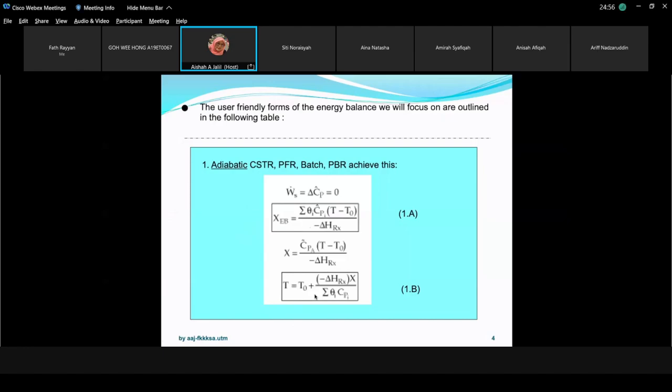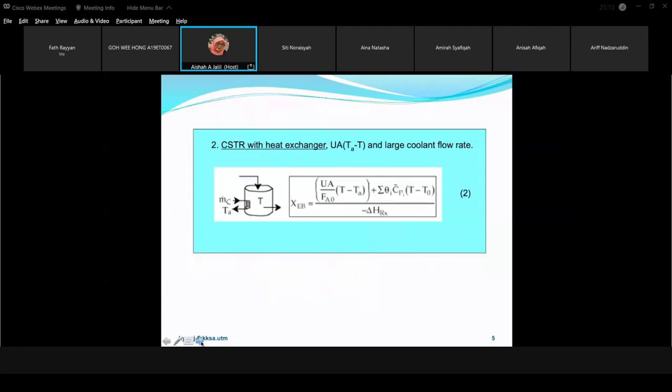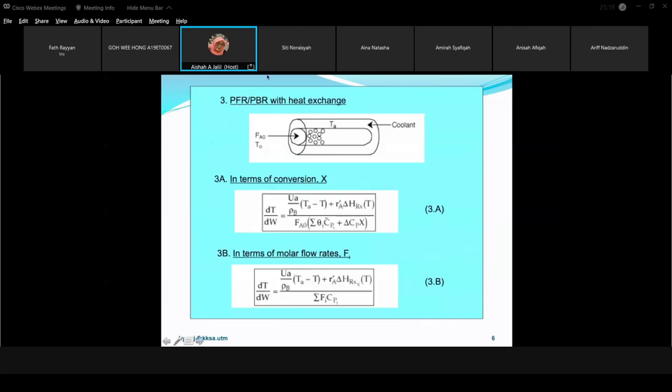You can see that equation in the textbook also, and there are some examples in the textbook. You can see how they calculate this one. Please read the book. We will not cover this one, because we have many equations. This is PFR, PBR with heat exchange.